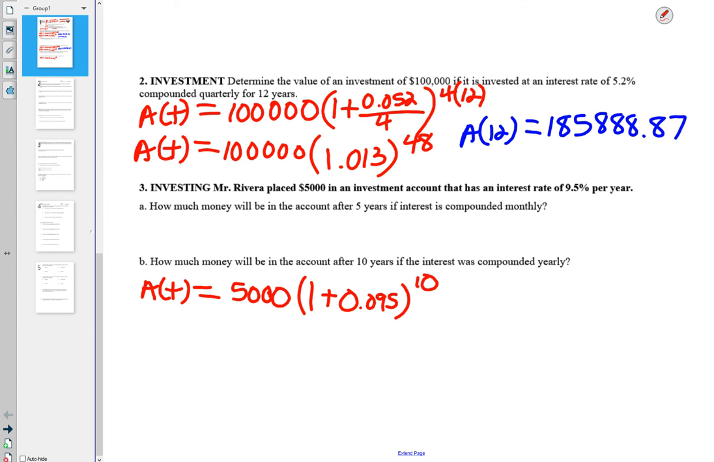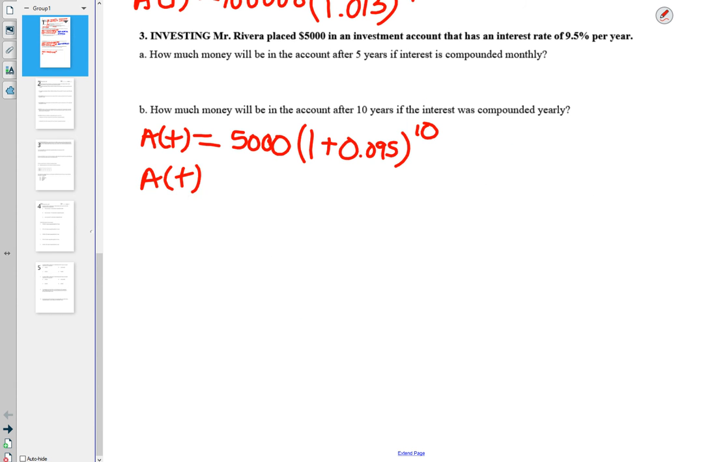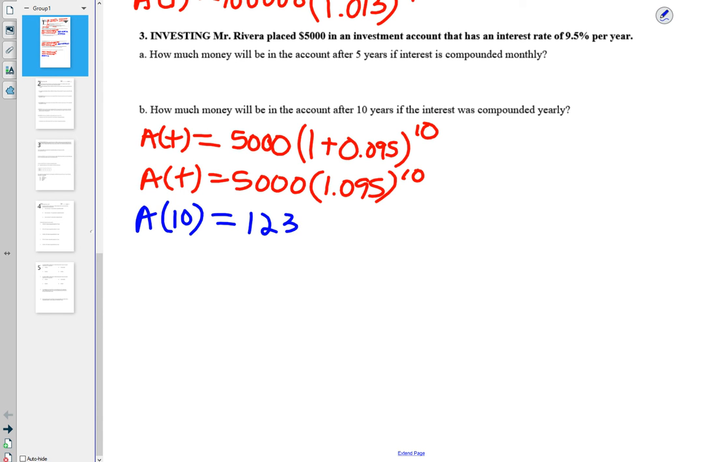I still would like to simplify this to make it look pretty. So 5,000 times 1.095 to the power of 10, and then ready, set, calculate. The amount after 10 years is equal to 5,000 times 1.095 to the power 10. So I'm getting 12,391.14. Sorry, 14 cents.